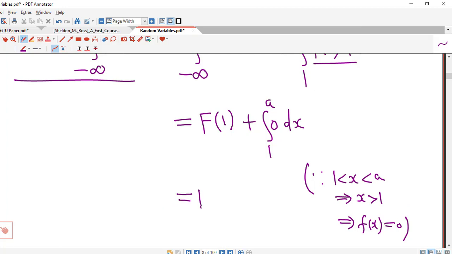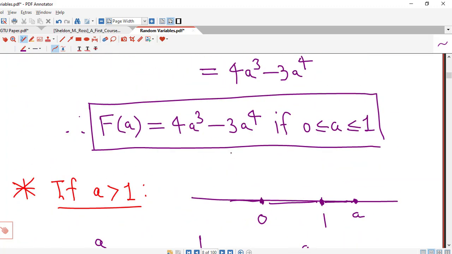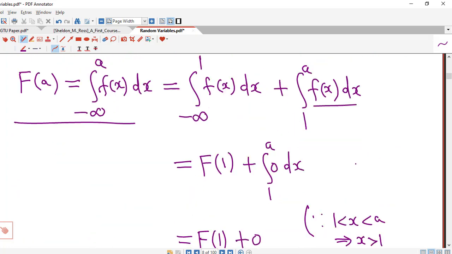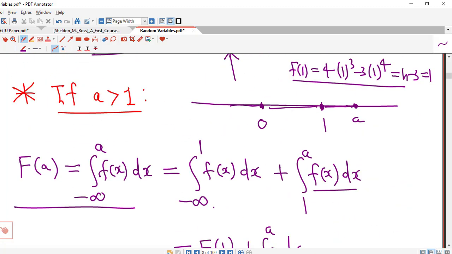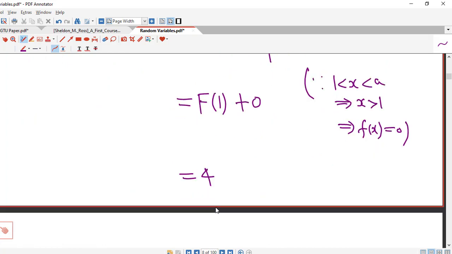So therefore this is equal to F(1) plus 0, since the integral of 0 is 0, and F(1) we can obtain from this simply by taking a equal to 1. So if I take a equal to 1, here I have 4 times 1³ minus 3 times 1 raised to 4, that is going to be 4 minus 3, which is 1. So F(1) is 1, or we can write here also F(a) is 4a³ minus 3a raised to 4.